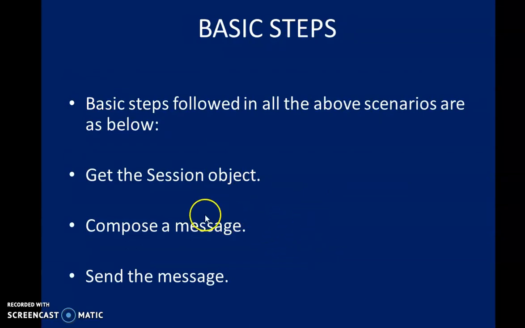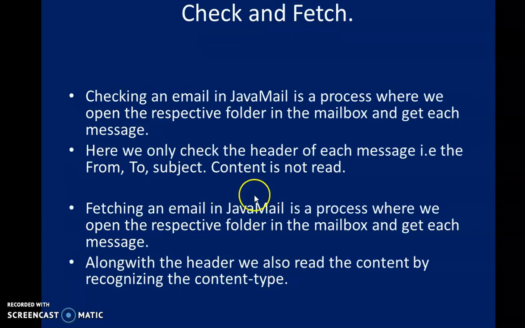So what are the basic steps? We have to first get the session, connect with that session, and then compose a message, and we have to send the message. And then checking the mail. Checking the mail means we have to open the respective folder in the mailbox to get the message. That is, by using POP3, we are retrieving the message. So checking the mail in JavaMail is a process where we open the respective folder in the mailbox and then retrieve. Check means we are only verifying. Here we only check the header of the message. And then fetching means we are opening and retrieving.